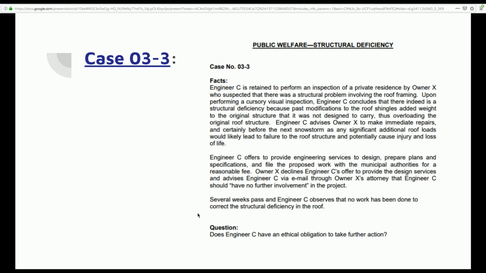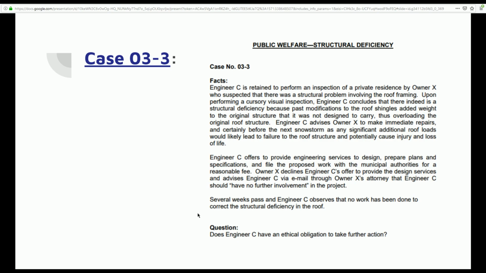Engineer C offers to provide engineering services to design, prepare plans and specifications, and file the proposed paperwork to the municipal authorities for a reasonable fee. But owner X declines Engineer C's offer to provide the design services and advises Engineer C via email, through owner X's attorney, that Engineer C should have no further involvement in the project. And then several weeks pass, and Engineer C observes that no one has done anything to correct the structural deficiency in the roof.